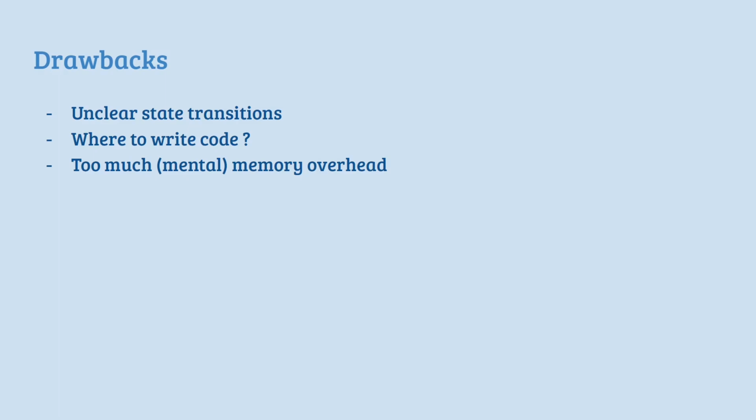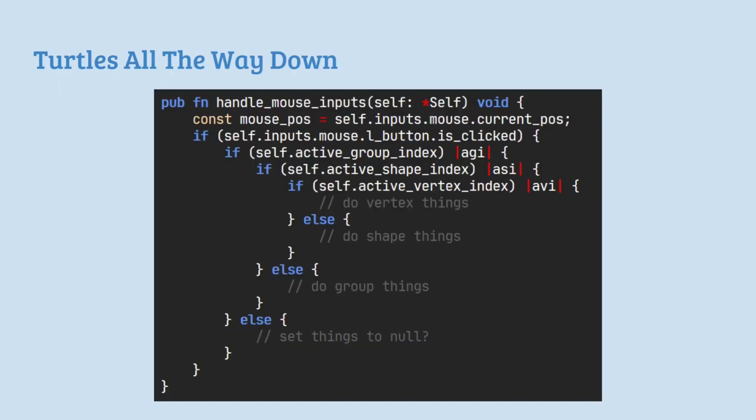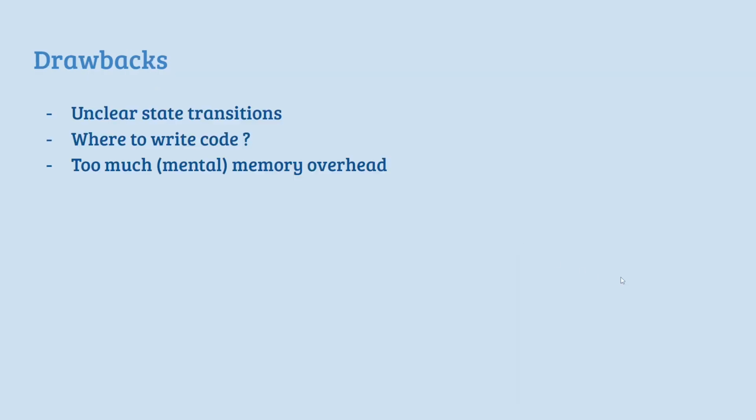Some of the drawbacks are there are very unclear state transitions, which means that how do we go from moving a vertex to moving a group, or how do we check when we are moving a shape, etc. How do we know when state moves from one state to another?